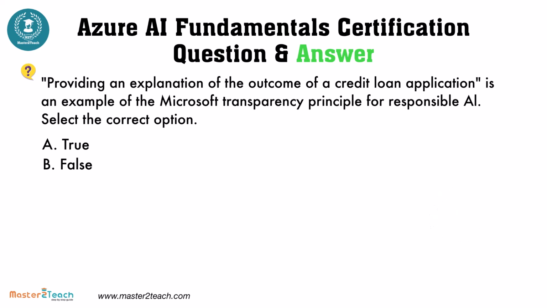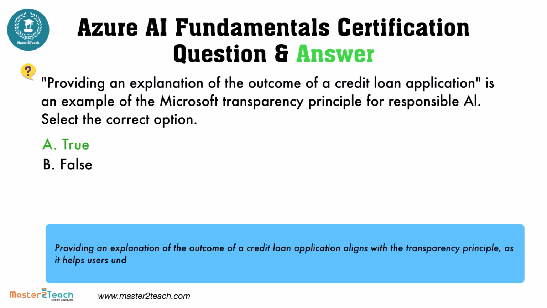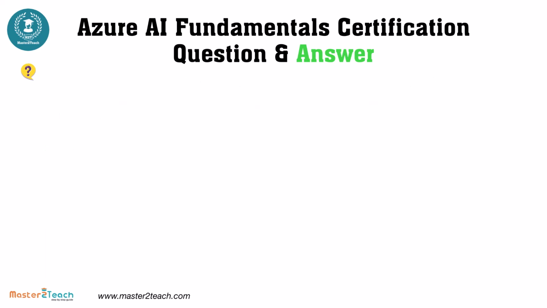The correct answer is true. Providing an explanation of the outcome of a credit loan application aligns with the transparency principle, as it helps users understand the decision-making process of the AI system.